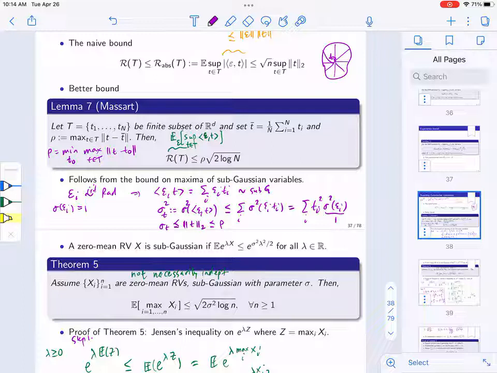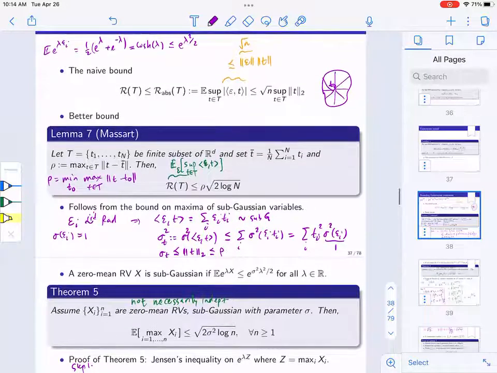Sounds good? Everyone happy? Now, okay. So how can I use this to control?